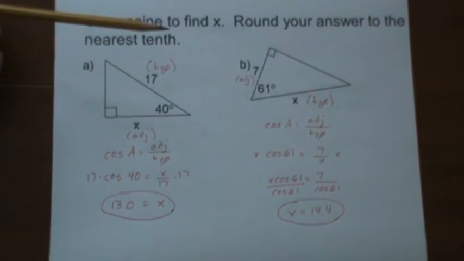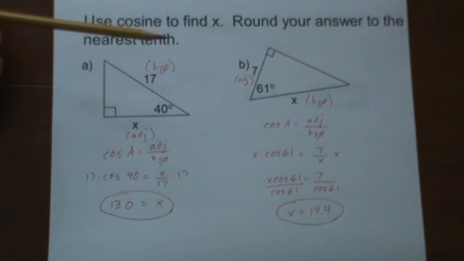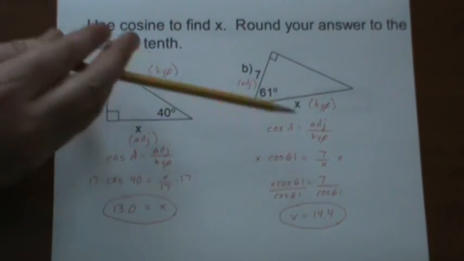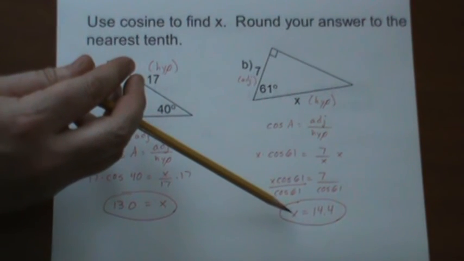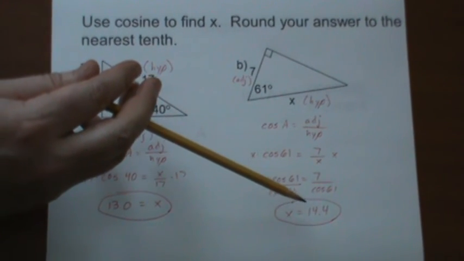When I put this in my calculator, I have to be in degree mode. And rounding to the nearest tenth, I get my answer: x is equal to 14.4.